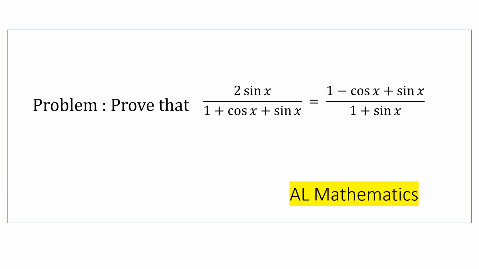Today we are going to solve one of the famous trigonometric identities as shown here. Here we have to prove 2 sin x divided by 1 plus cos x plus sin x equals 1 minus cos x plus sin x divided by 1 plus sin x.